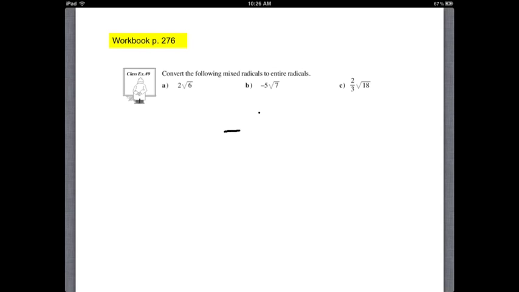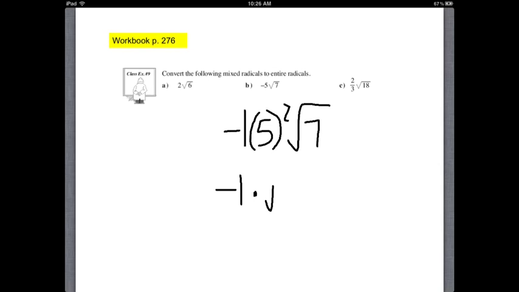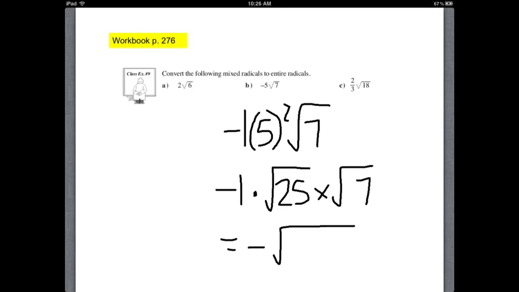All you're going to do is square the coefficient itself, that 5. Leave that negative alone. If you need to, think of it as a -1. So it'll be a -1 times root 25, because remember you have to put the root sign there, times root 7. When you've got this all sorted out, it should be negative on the outside, the square root of 175.